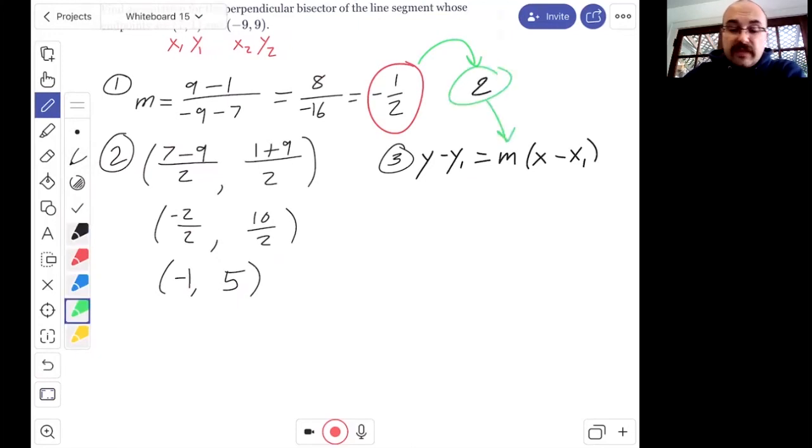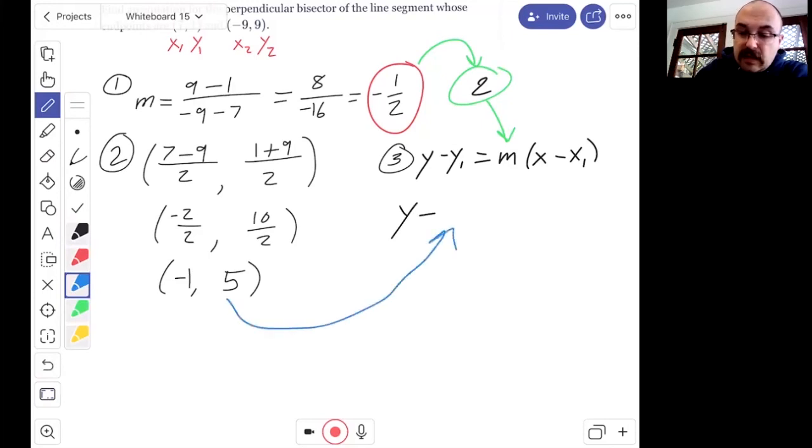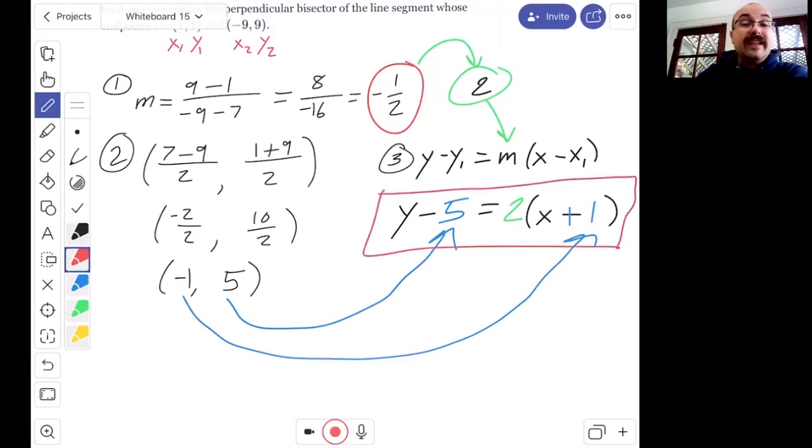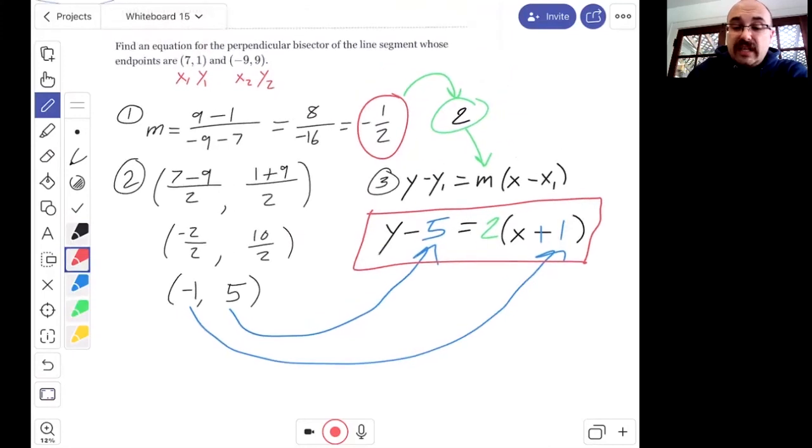All right, got the slope. Let's start plugging in everything. Y minus, grab your y1 value. That's from your midpoint. So a 5 equals m. That's our slope. We just found out that's 2. And then over here, x minus x1. Well, minus negative 1 looks like a plus 1 to me. And there we have it. We are done. That equation right there would be the line that perpendicularly bisects the segment with the endpoints given.